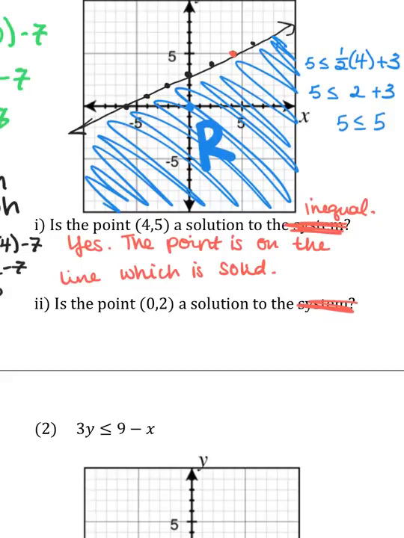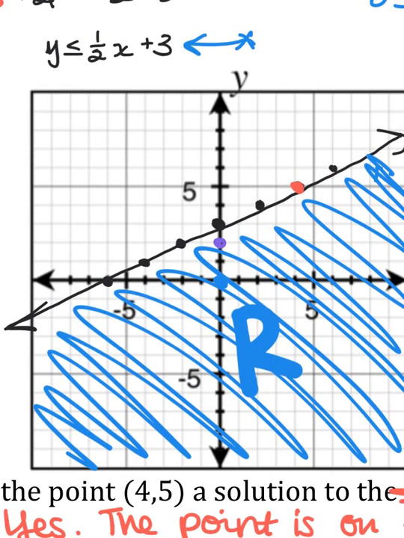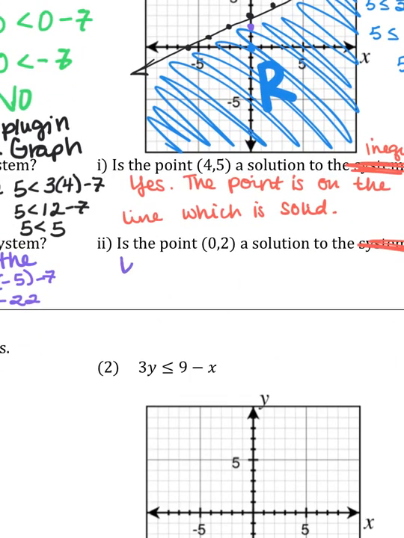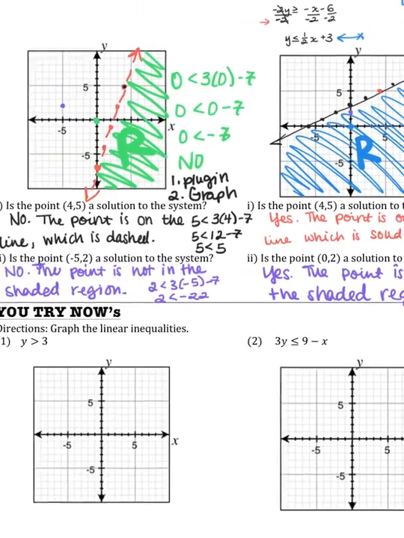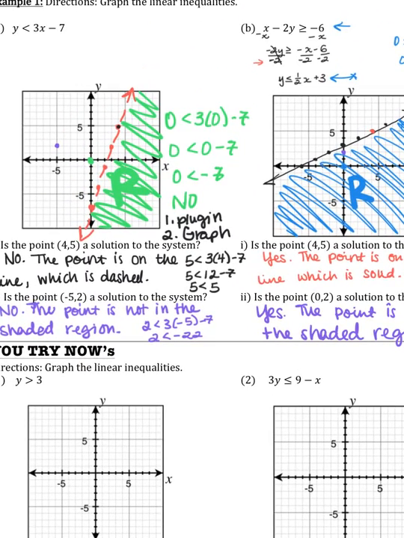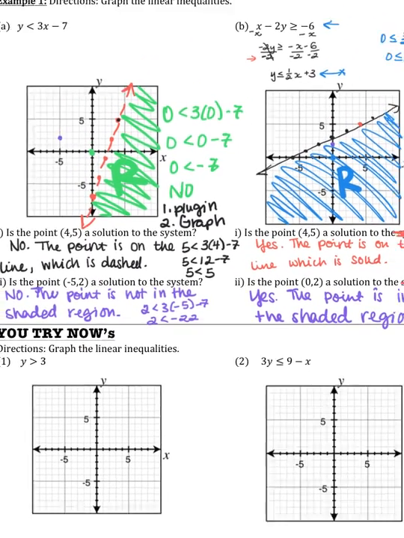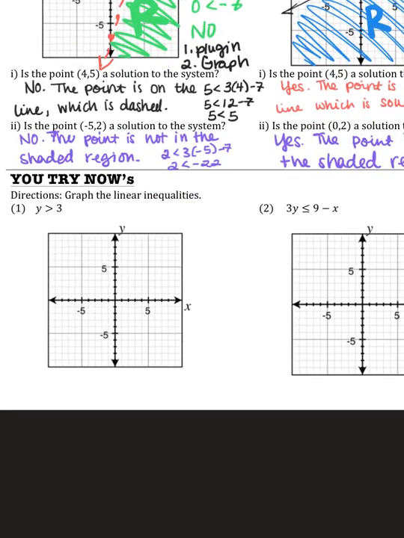And then last one is, is the point 0, 2 a solution? So if we look at my graph, 0, 2 falls in the shaded region below the line. So I'd say yes, the point is in the shaded region. Okay? Go ahead and review any of that if you need to. Otherwise, you can move on to your You Try Nows.